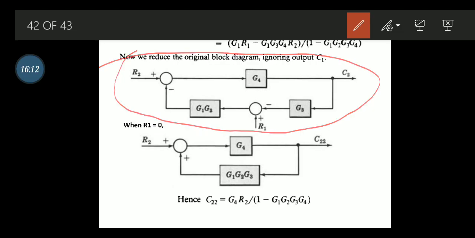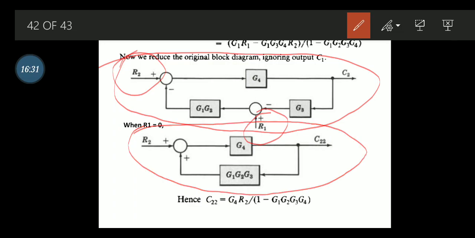Now for this case we need to calculate the output response. Here we need to set R1 equal to 0. It means considering the R2 input response alone. Then rearrange the block diagram. Then we'll get the block diagram which is reduced to this form. That means these two are in cascade form. Eliminate these two cascade blocks. Then we'll get the equivalent block. That block is G1, G2, G3.